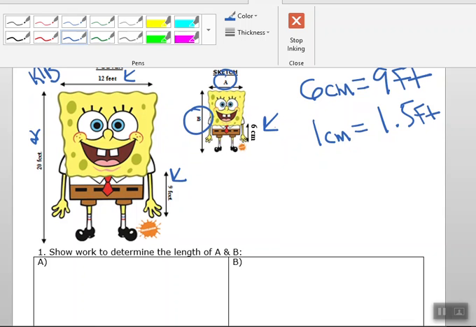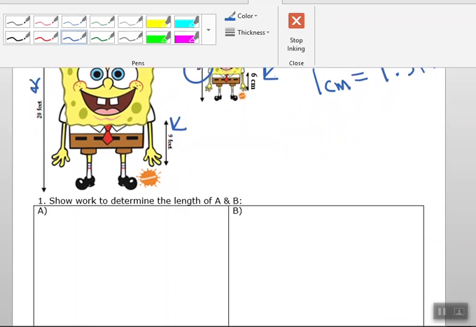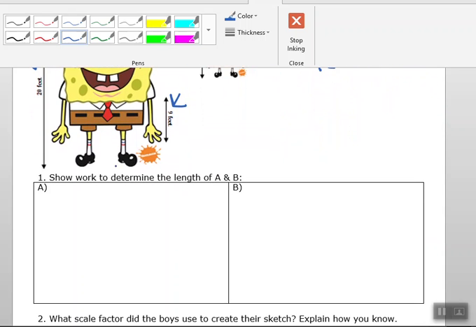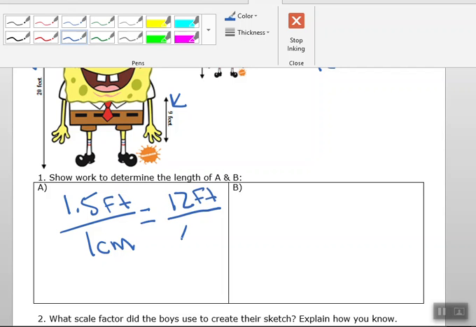So A here, 12 feet. Okay. So my scale here is 1.5 feet over 1 centimeter is going to be equal to 12 feet over X, because I don't know. And what will I do? I'm going to go ahead and divide 12 by 1.5.